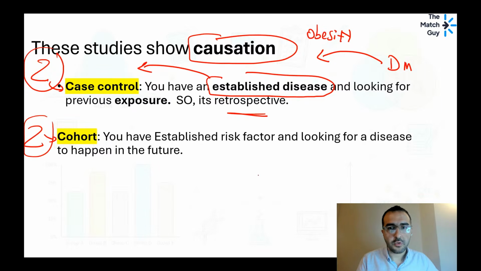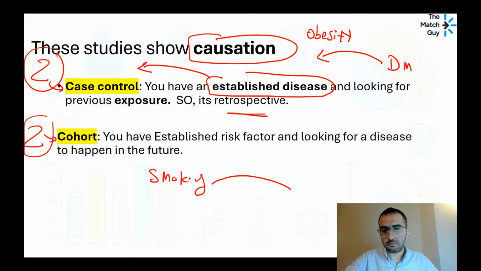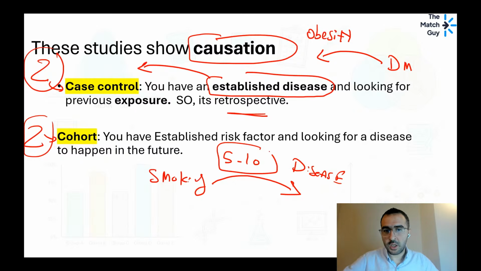Cohort study is the opposite. We have patients with a risk factor, let's say smoking, and we look in the future for any disease. Maybe we follow up with these patients in 5-10 years, and we look for any disease. Smoking and lung cancer, for example. So that's the main difference. And this shows causation because now you can know if obesity can cause diabetes, or if smoking can cause lung cancer in the future or not, because we have two groups and we can compare between them.